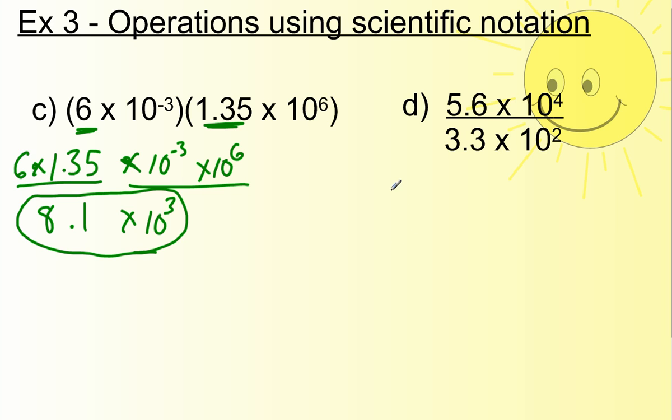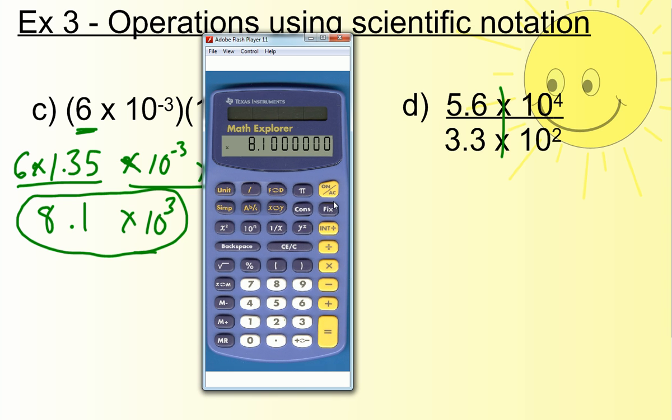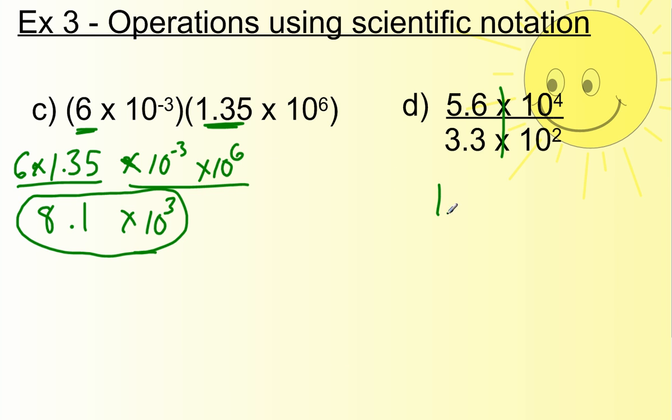Okay. Letter D. Same thing. I'm going to split it up. Worry about my decimals, then worry about my powers of 10, and we'll go from there. So, decimals. Alright, so we got 5.6 divided by 3.3 equals 1.69696969. So how about we say 1.69?